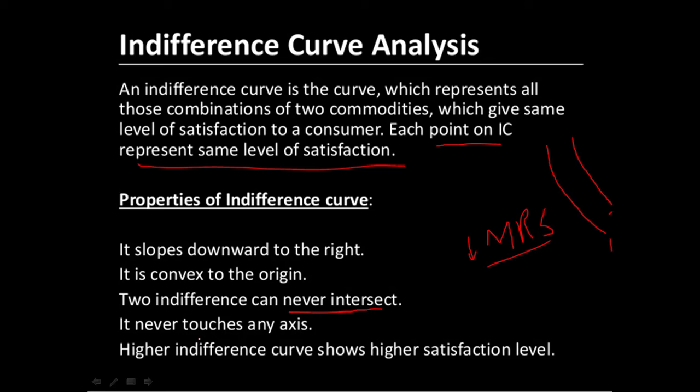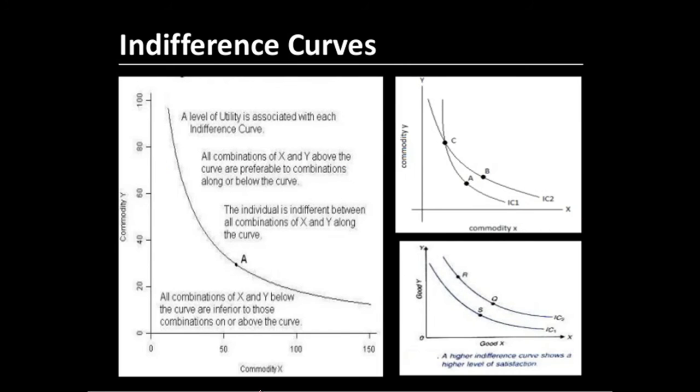This is the third property: it never touches any axis. It will go like this only. It will touch neither the y-axis nor the x-axis. Higher indifference curve shows a higher level of satisfaction. This IC2 will have more satisfaction as compared to this one. Okay, so these are the properties of the indifference curve.